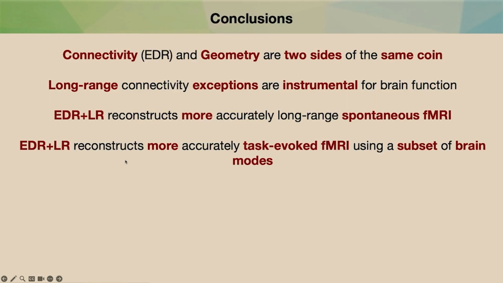And so in conclusion, the way we think about these structural constraints is that perhaps short-range connectivity and geometry are two sides of the same coin, and that the long-range connectivity exceptions are what matters and are instrumental for brain function. And when we use this intuition of the short-range connectivity plus these long-range connections, we can reconstruct accurately spontaneous fMRI as well as task-evoked fMRI using a subset of few brain modes.